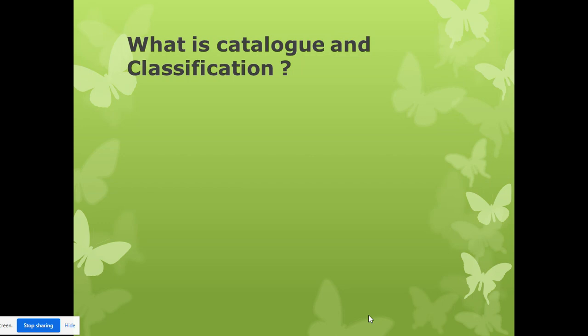These two tools and these two operations are very important in any library of the world. Either it is a small library or the biggest library of the world, catalog and classification are a must in every library. So that's why I have selected that we will learn these two terms, what classification is and what catalog is. So what are these things? Let's go.